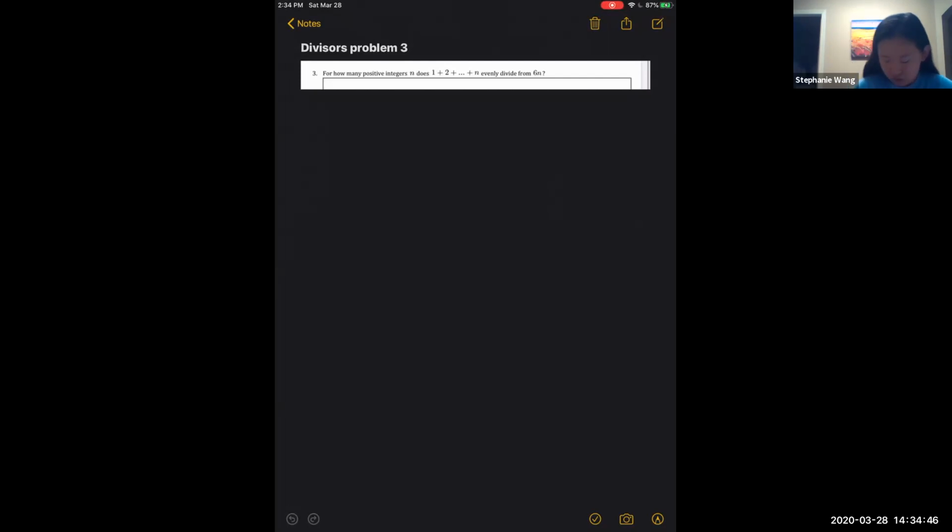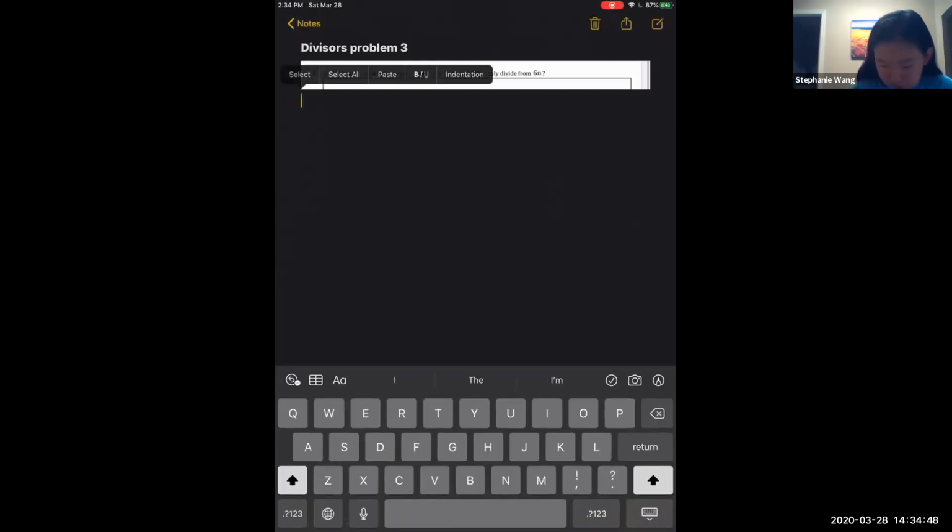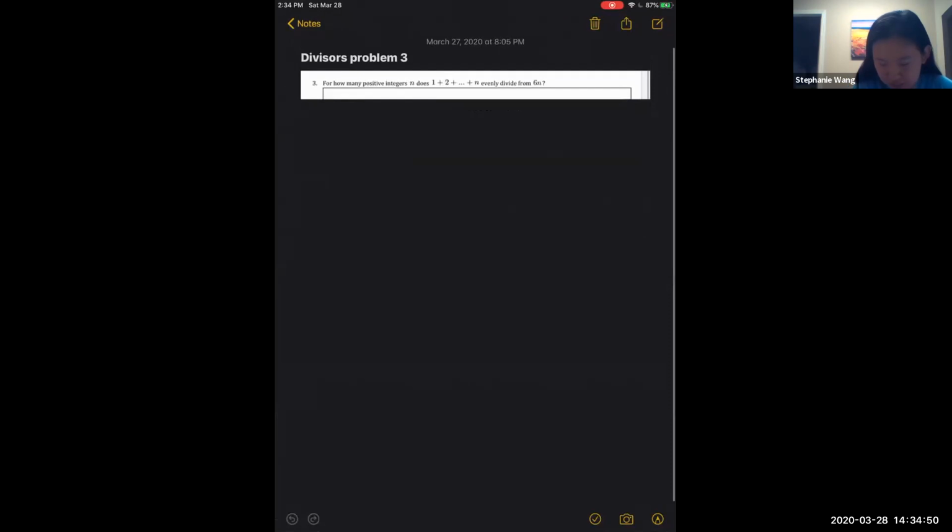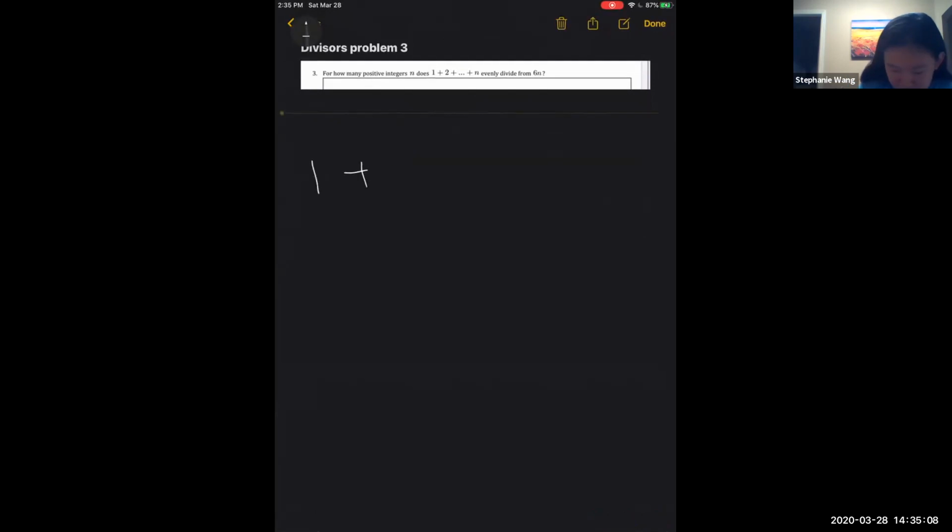Okay, so we're trying to find a sum from 1 to n such that it would evenly divide 6n. Well, how many numbers n does that work for? I hope a lot of you may already know the formula for adding 1 plus 2 plus and so on up to n. For those of you who don't know, it's basically n times n plus 1 over 2.